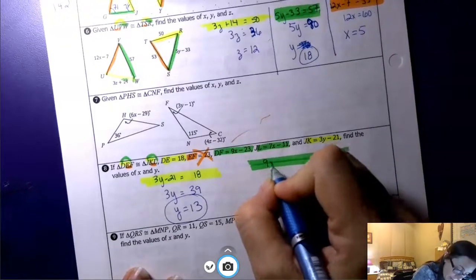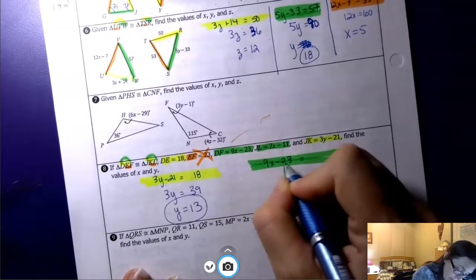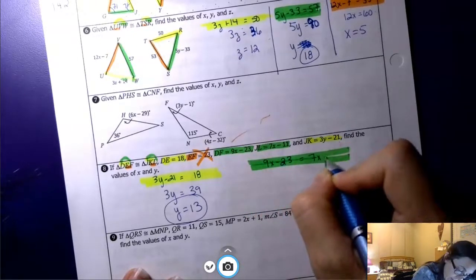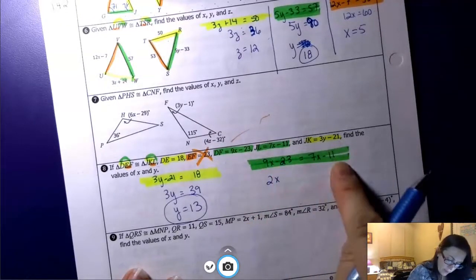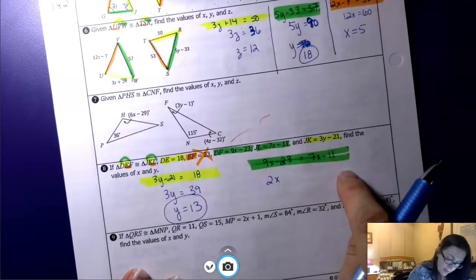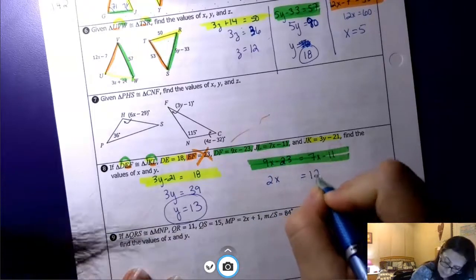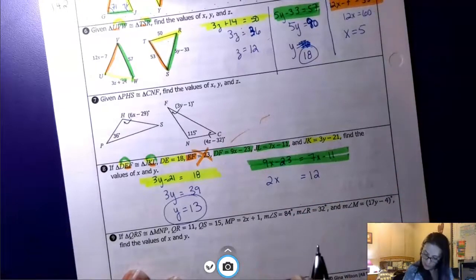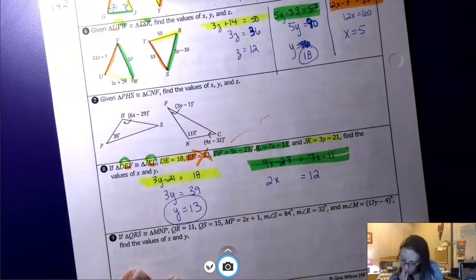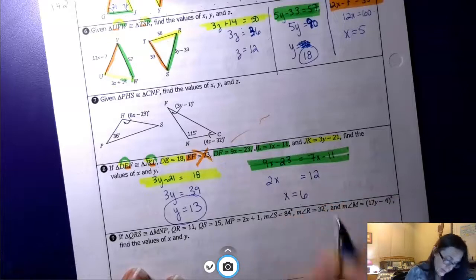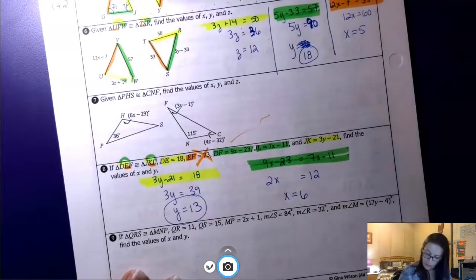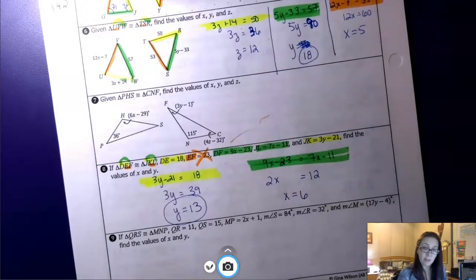I'm going to do 9x minus 23 equals 7x minus 11. I'm going to subtract this over to get 2x. I'm going to add 23 over here, so 23 minus 11 will give me a 12. Divide by 2 right here, and I get x equals 6. And again, I have an incorrect answer over here, so maybe check that and make sure it works. I'm going to check it in just a minute. I'm pretty sure that that's correct.